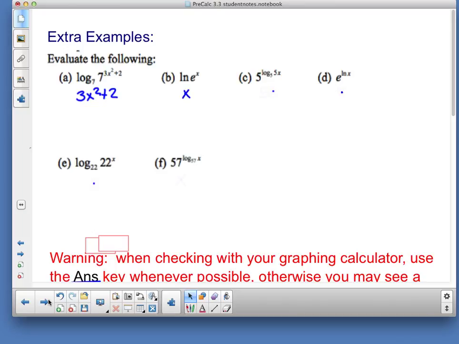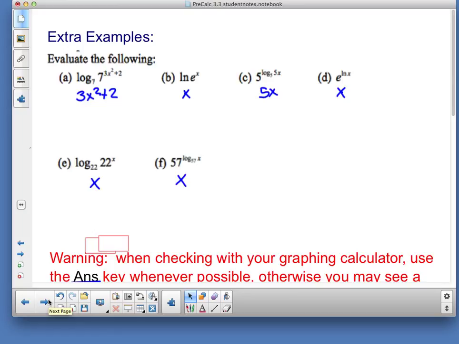Okay, when I raise a number to a logarithm exponent of that same base, it returns the value of the argument, 5x. Okay, it does the same thing with the natural logarithm, base e. I just return an x. And I've got a log base 22 of 22 to the x power. Well, this is just x again. And the last one again is x as well.